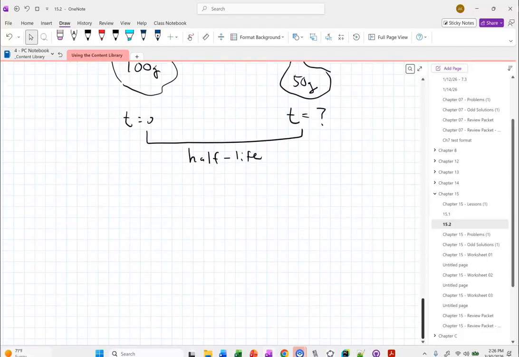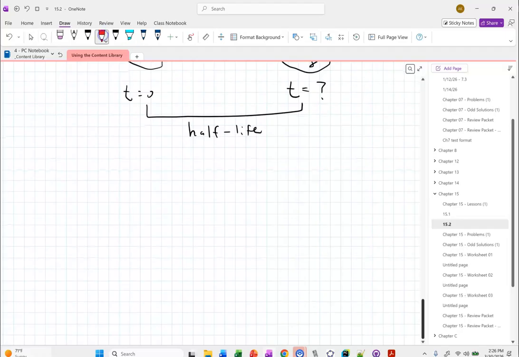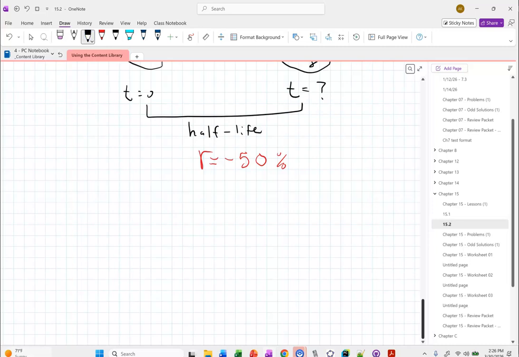All right. So your takeaway: half-life means that R is going to be negative 50%. Okay, that's the big takeaway. Let's do an example.